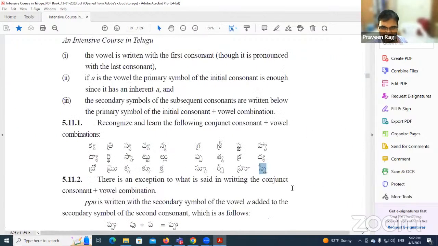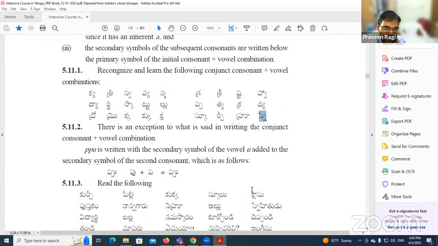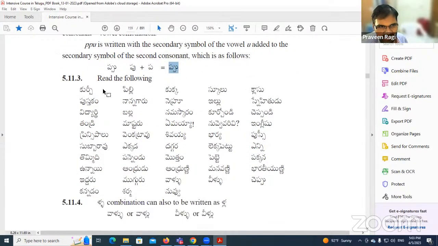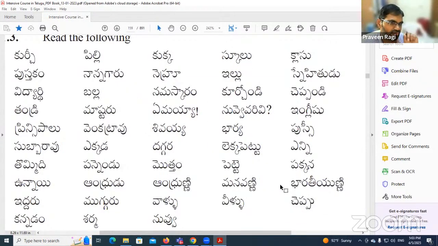Yes. Next one. There is an exception. What is said in writing and conjunct consonant plus vowel combination. So poo is written with the secondary symbol of the vowel oo added to the secondary symbol of the second. So poo. This is normal poo, but when we add pavatu, it becomes poo like this. So you can read these words. After reading, I will pick some important words, then I will give you meanings.